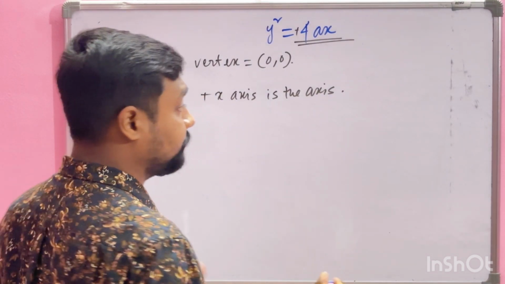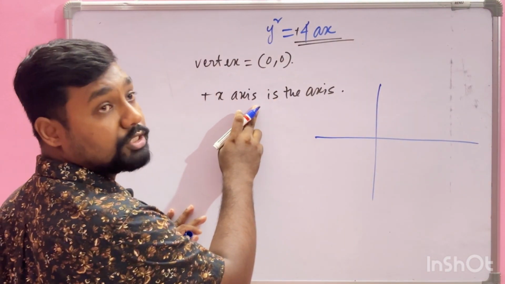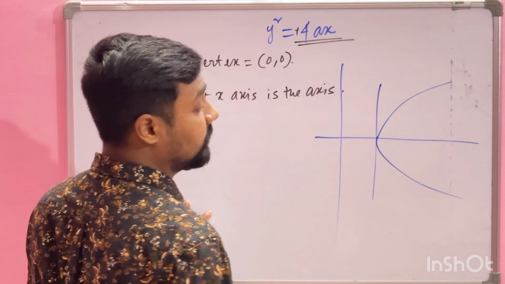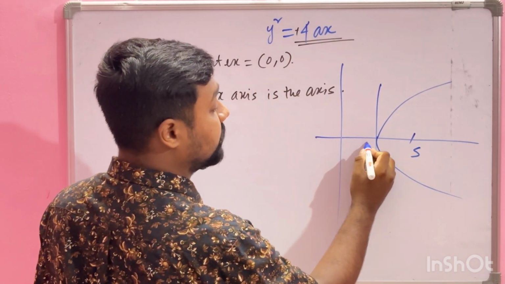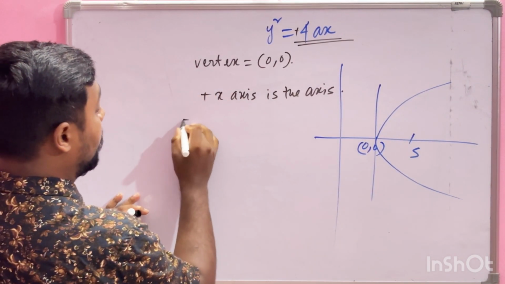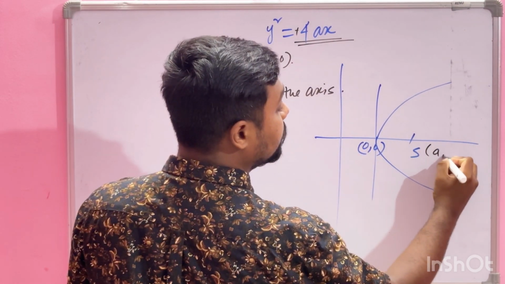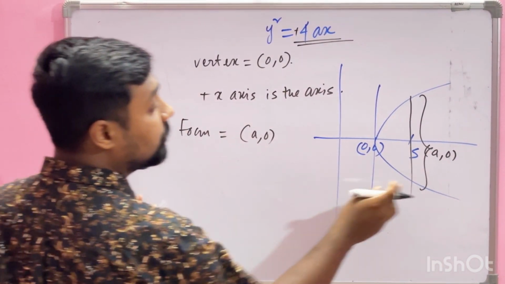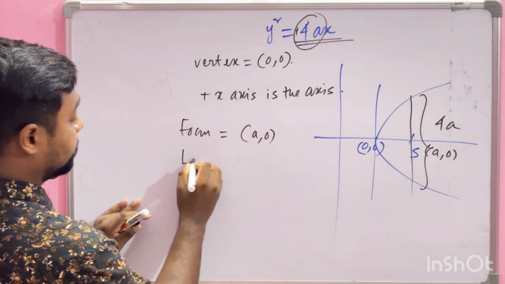Let's draw the parabola. The parabola will be like this. The axis is the positive direction of x axis. That means the parabola will be like this one. And this is your directrix and this is your focus. Now see, we have already found the vertex. The vertex is (0, 0). Now what will be the focus? So focus of this parabola is (a, 0). So (a, 0) is the focus and this is the length of latus rectum. Okay. So length of latus rectum will be 4a.